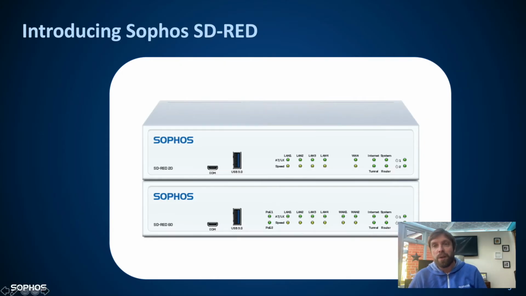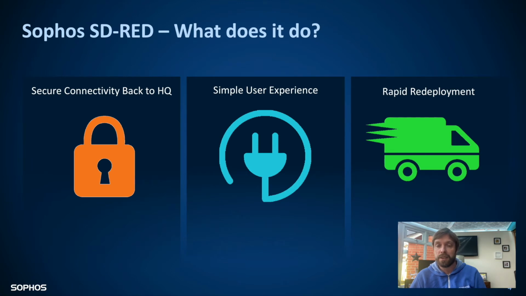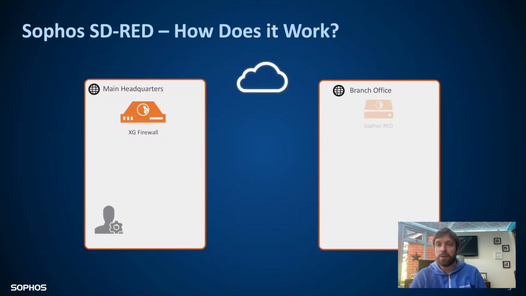So of course, a large part about SD-WAN is all about connecting branch offices. So now is a really good time to introduce the SD-RED product to you. SD-RED is a small hardware appliance, and it's designed to make it as easy as possible to connect in a branch office location. So what you do is you associate your SD-RED appliance with head office via its serial number.